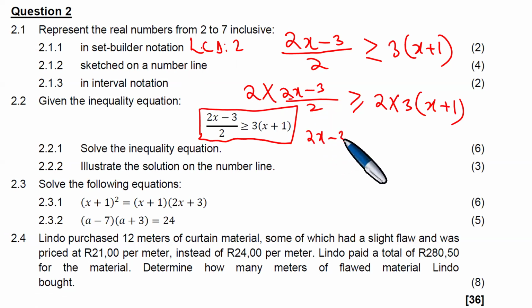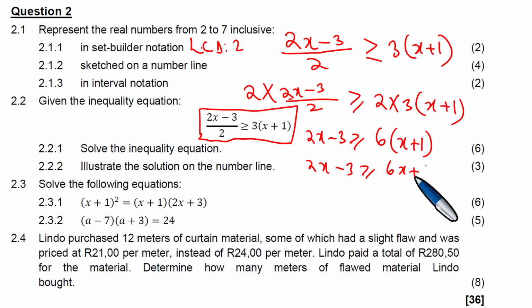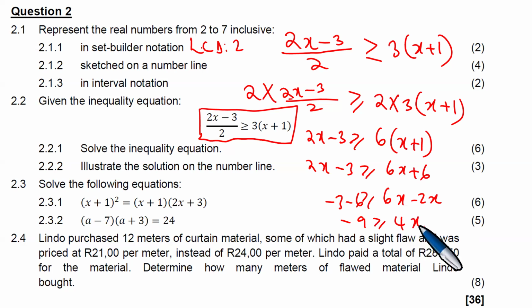And we have 2x minus 3 is greater or equal to, what is 2 by 3? It is 6x plus 1. And then we have 2x minus 3 greater or equal to 6x plus 6. Then we have 6x minus 2x, and minus 3 minus 6. What is minus 3 minus 6? It is minus 9, which is greater or equal to 6x minus 2x, which is exactly 4x. So we have minus 9 is greater or equal to 4x.